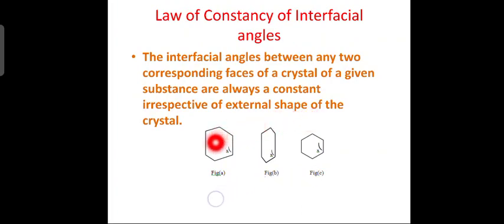But what about the interfacial angle? That will be the same, correct? Suppose you take this angle, x angle, that is the same as in figure B, and equal to figure C. The x angle is the same in all three structures. The shape is different, you can see clearly here, but the interfacial angle is the same. That is called the law of constancy of interfacial angles.